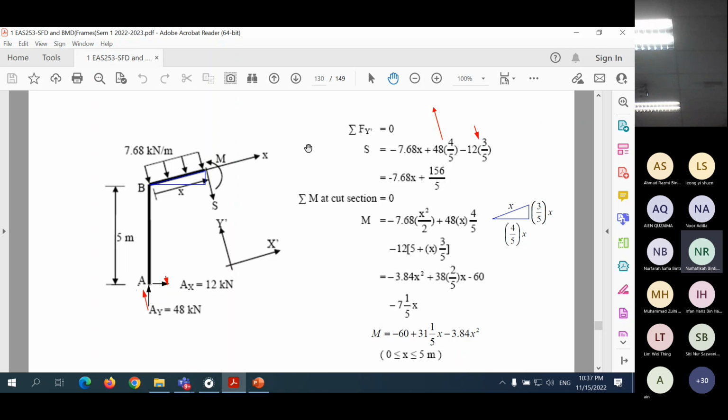For this one, the perpendicular distance will be from here until here. So it is 5 plus this distance. So that's why you have 5 plus this x multiplied with 3 over 5. So you simplify, we get this. So it is a curve. Okay. Shear is a straight line. Your bending moment is a curve.